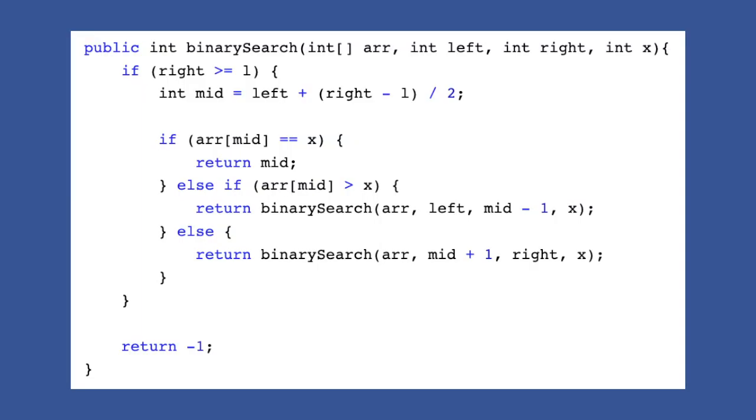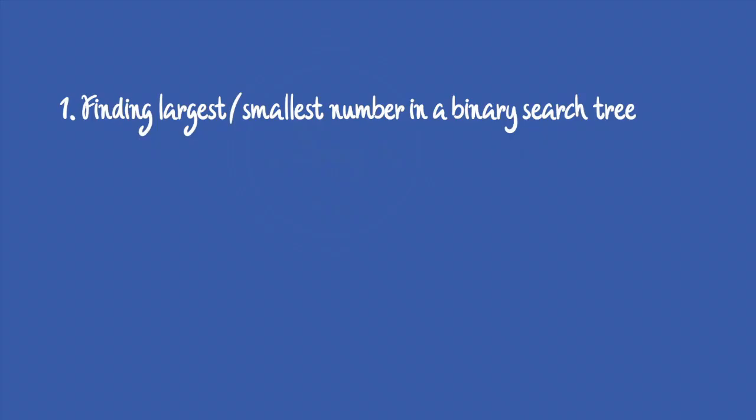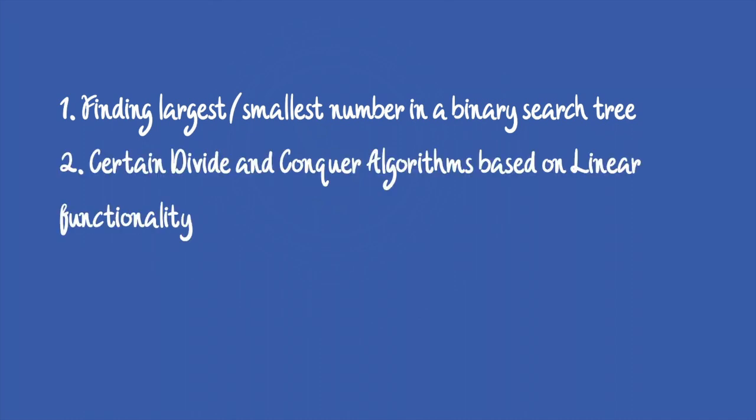If you ever find that your algorithm splits in half with every step, it is a clear indicator that your algorithm most likely has a runtime complexity of big O of log n. Some other examples of algorithms that take big O of log n time are finding the largest or smallest number in a binary search tree, or certain divide and conquer algorithms based on linear functionality.